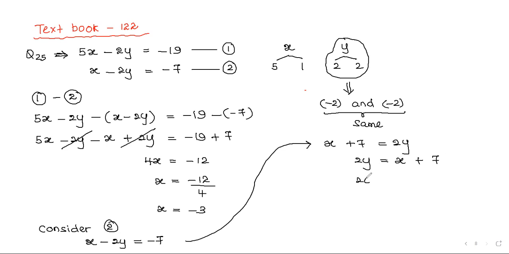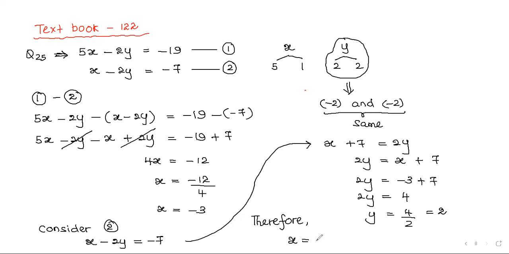What is the x value I found? It is negative 3. And negative 3 plus 7, the answer is positive 4. Therefore, y is equal to 4 divided by 2. The answer is 2. So after calculating that, finally you want to conclude your answer. Therefore, x is equal to negative 3 and y is equal to 2.